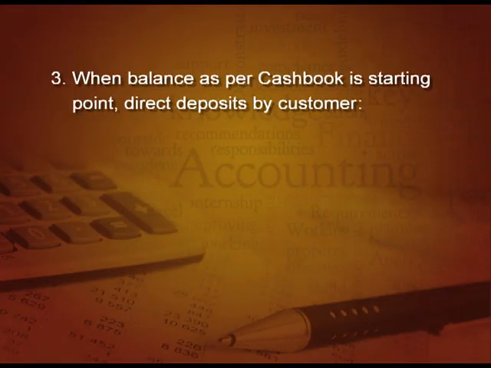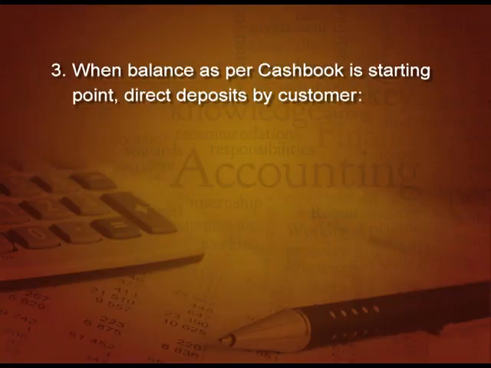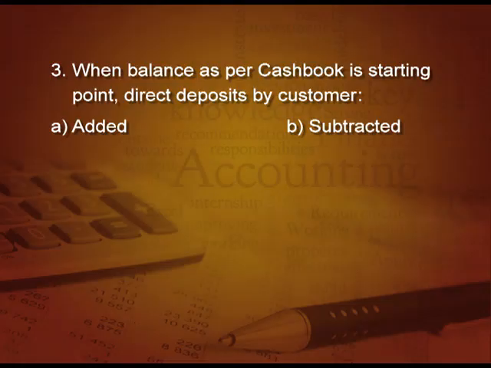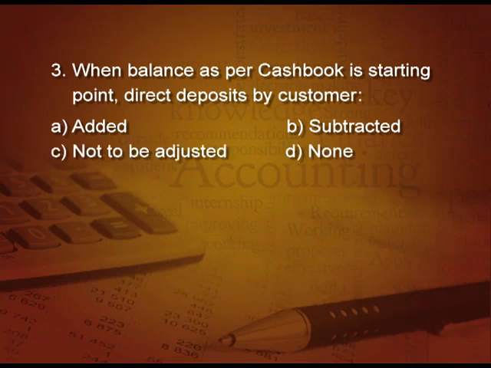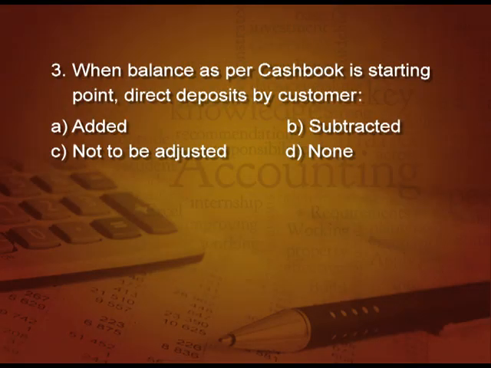Next one, when balance as per cash book is the starting point, direct deposit by the customer are A, added, B, subtracted, C, not to be adjusted, or none of these. See, the balance is of cash book. If somebody has directly deposited in the bank, it increases the passbook. So, now we will add. Yes, answer is A part, added.